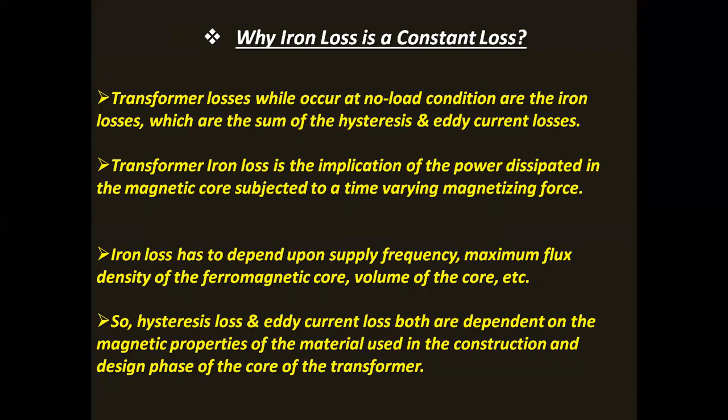Iron loss depends upon supply frequency, maximum flux density of the ferromagnetic core, volume of the core, etc. So, hysteresis loss and eddy current loss both depend on the magnetic properties of the material used in the construction and design phase of the core of the transformer.